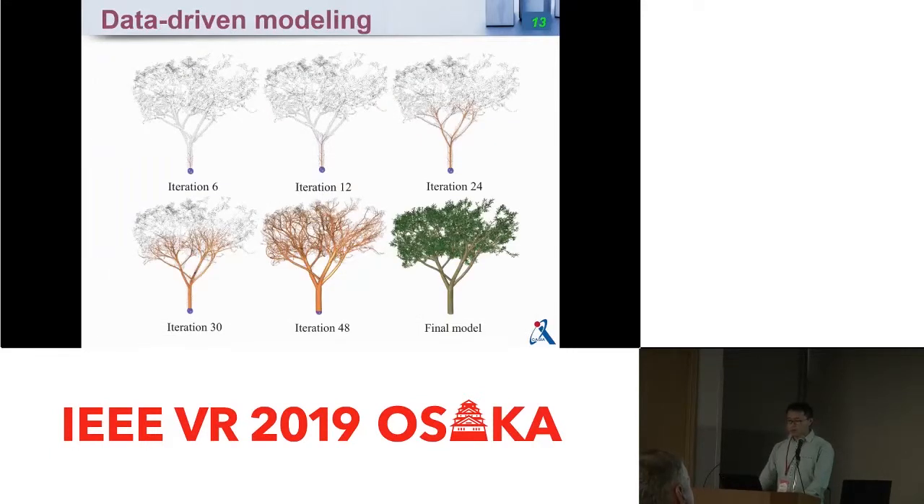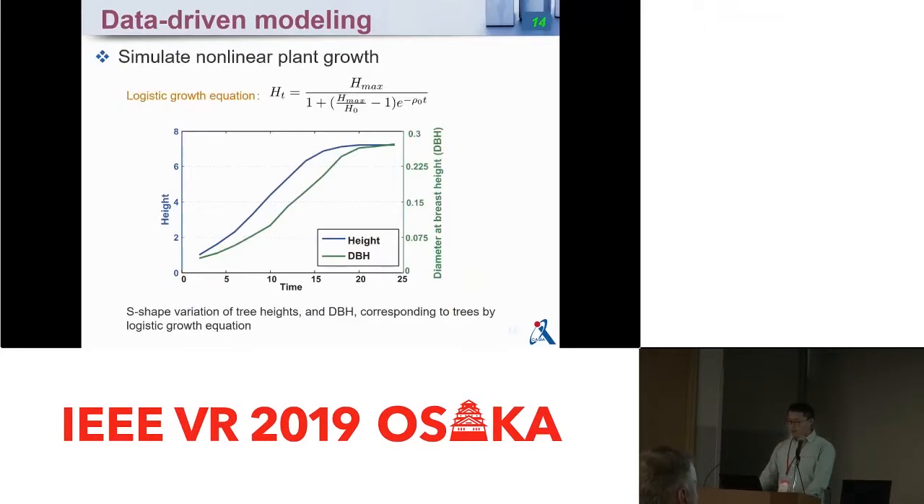Now we can use the point cloud to guide the procedural modeling. In this process, we make 2 improvements. First, to simulate the nonlinear plant growth, we use the well-known logistic model to describe the height of the plant. In such a way, plants can grow faster when they are young, and the growth becomes slow when they approach their maximal height.